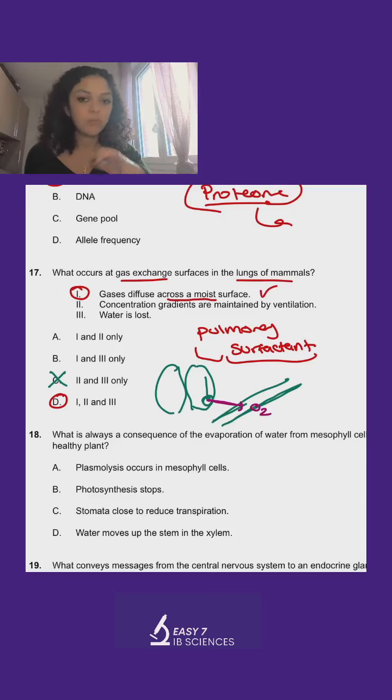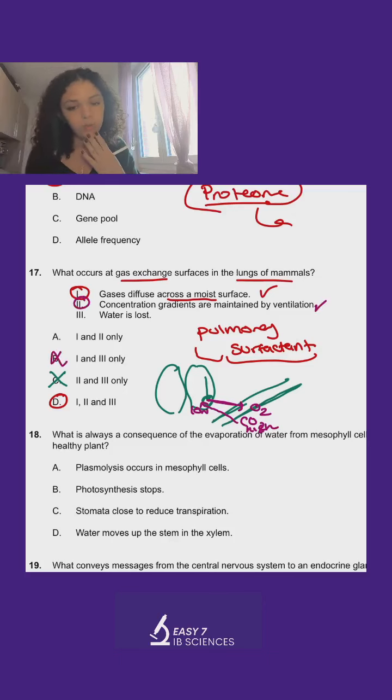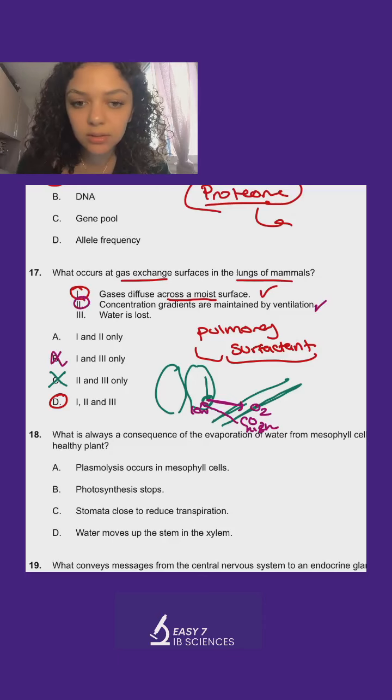And in the same way, CO2 is going to be a lot in the blood vessels, so CO2 is going to travel from the high concentration in the blood vessels to the low concentration in the lungs, and therefore, when we exhale, we release CO2. So we know that 2 is going to be correct. If 2 is correct, what can we cross out? B. Okay, so we're left with A and D.